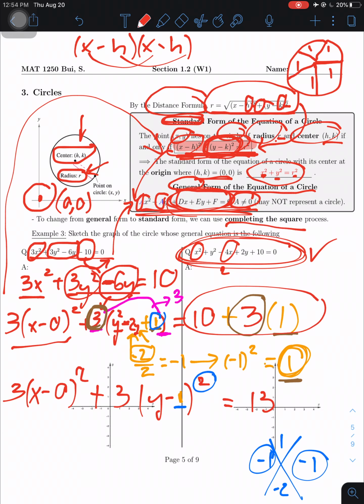Okay. And lastly, the very last step, I know this is long, but the very last step for this example is that notice that in this form right here, we don't have any front numbers in front of the parentheses, right? That means that we have to divide everything by 3.